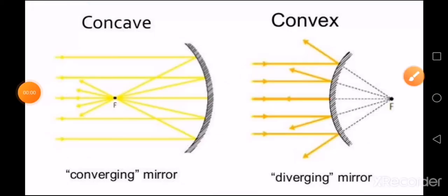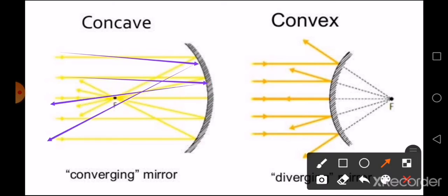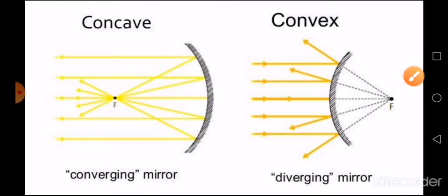Got it? Now the concave mirror is called a converging mirror, and the convex mirror is called a diverging mirror. Why do you call concave a converging mirror? Because whenever light rays fall onto the concave mirror and reflect back, all those parallel rays reflect back to the same point, or converge to a particular point directly. But in the case of a convex mirror, it is not like that. If you see the figure, it is clear to you.